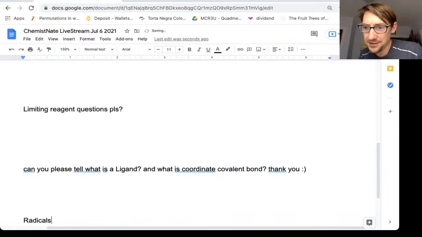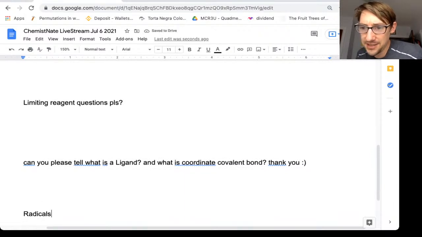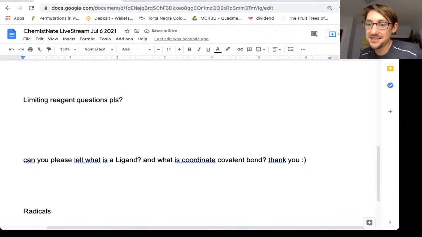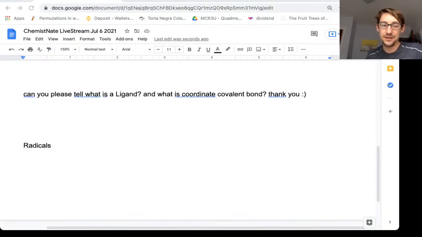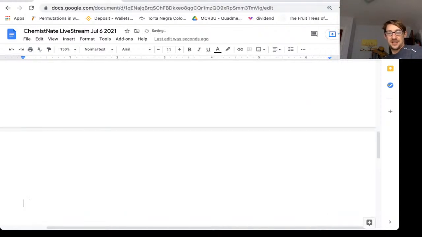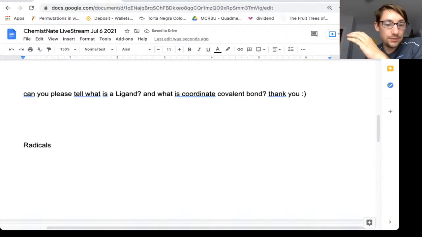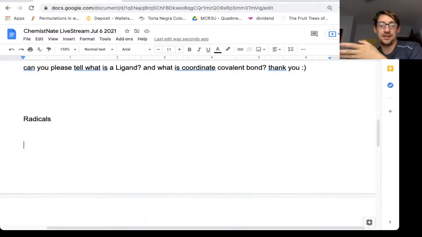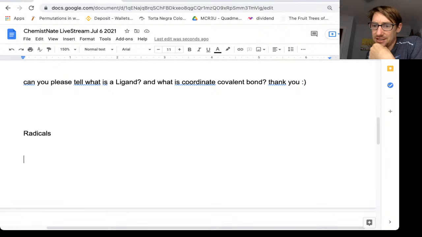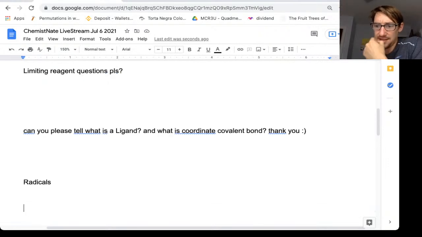Someone's asking about radicals. Chanel asks about rate processes. I'm going to need you to be more specific, because you're kind of asking me to go over all of kinetics there. Perhaps it's coming up with the rate law for something from a table of some kind. We'll see. And lastly, we got intermolecular forces and electrolytes.